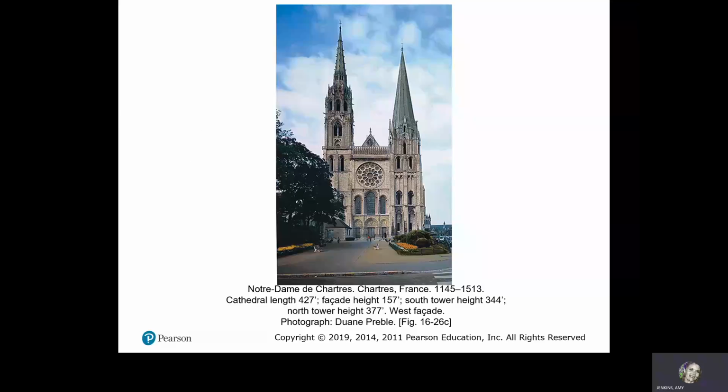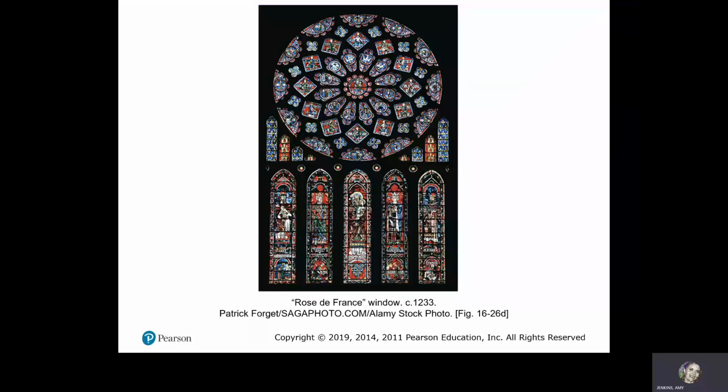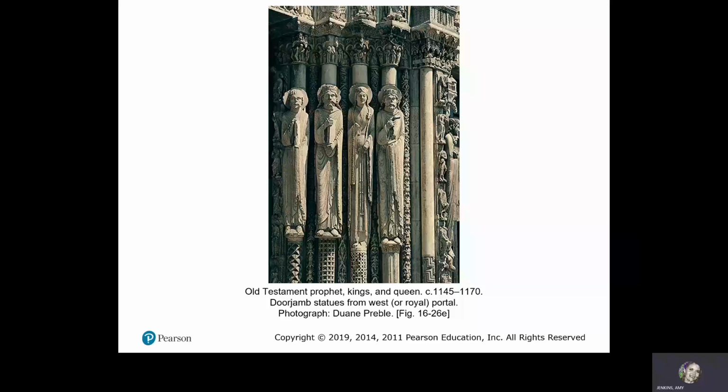So the flamboyant tower is the one on the left. It has the flaming points. Rose de France window, a very famous window from Notre Dame de Chartres, which they are rebuilding from a fire. The Old Testament prophets, kings and queen. These are the door jamb statues from the west, or royal portal. That is all.